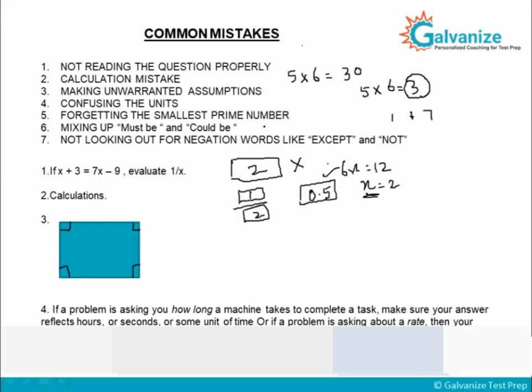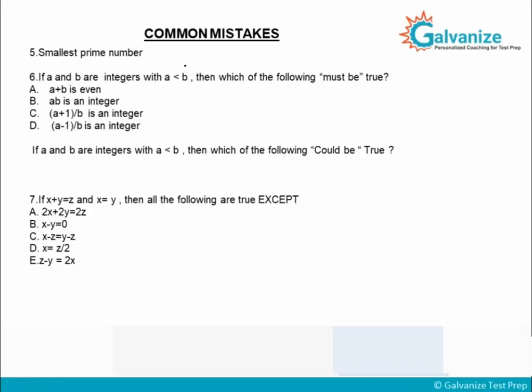Then, forgetting the smallest prime number. 95% of the students who have enrolled with us seem to be making this mistake. What is the smallest prime number? They all blindly conclude that all prime numbers are odd, which is wrong. The smallest prime number is 2. Very, very important: you should remember that 2 is the only even prime number, and after that, all the other prime numbers are odd numbers.